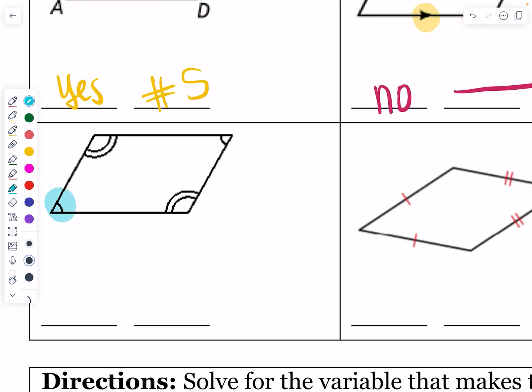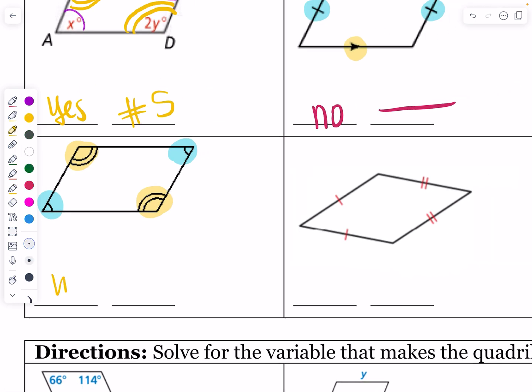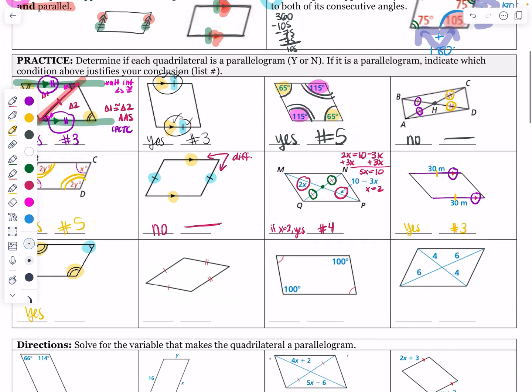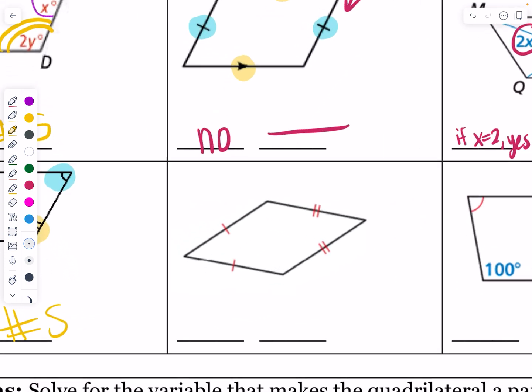All right, we've got an opposite pair of angles that are congruent and another pair of opposite angles that are congruent. So that one is an immediate yes. Which condition is that? Opposite angles congruent. That is condition number 5. Okay. All right, again, another sneaky one.